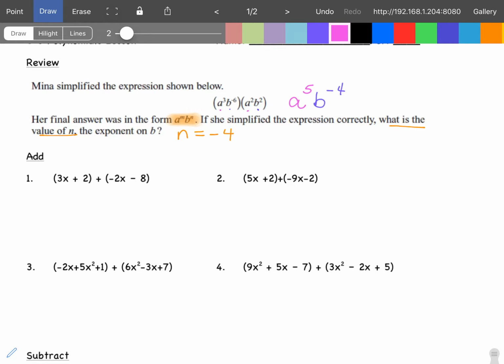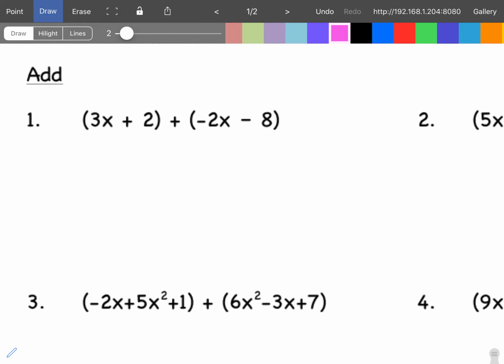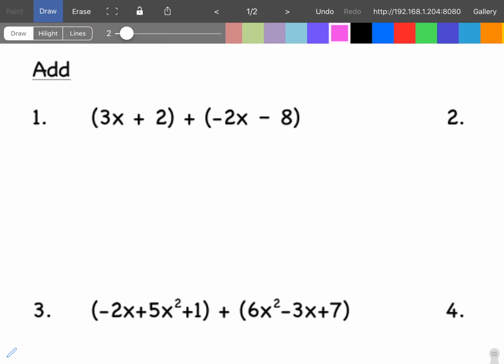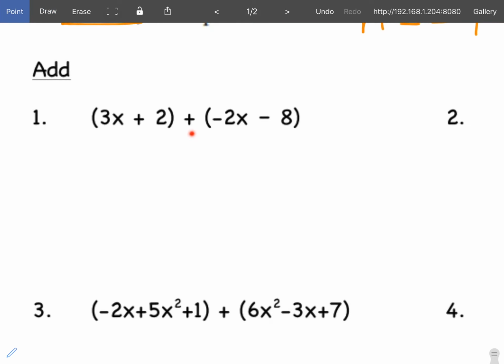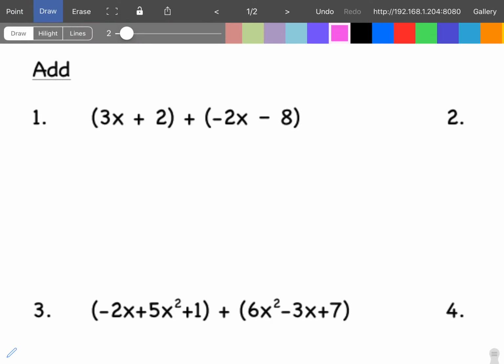We're going to do some review of adding and subtracting polynomials, which we have done earlier in the year. So let's start out with number 1. We have a binomial plus another binomial. So we're adding two binomials together. And while we're adding the binomials together, we can combine like terms. So we have a positive 3x and a negative 2x. So 3x plus a negative 2x would be 1x.